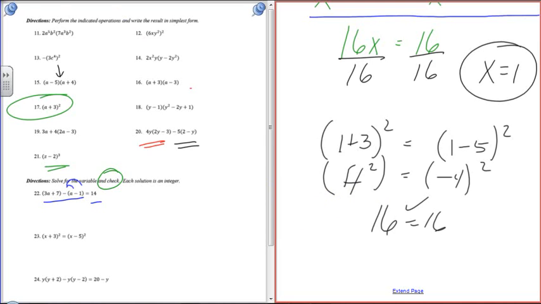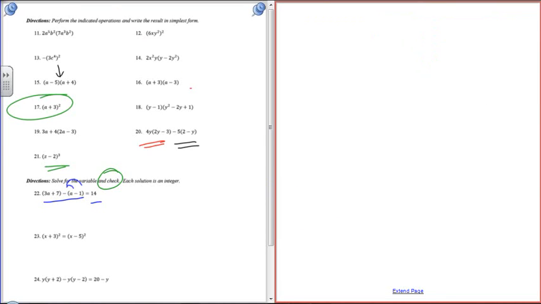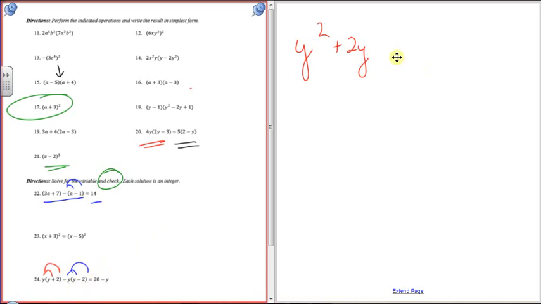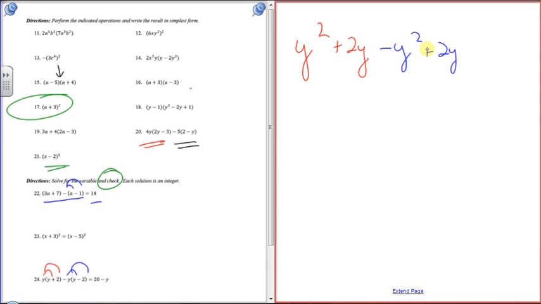Last problem on your sheet. Works with y's. Cleanup on the left. Well, let me do some cleanup as I rewrite here just to save some video time. Y squared plus 2y. Now I'm distributing a negative y here, so I get negative y squared plus 2y. On the other side, there is no cleanup to do.